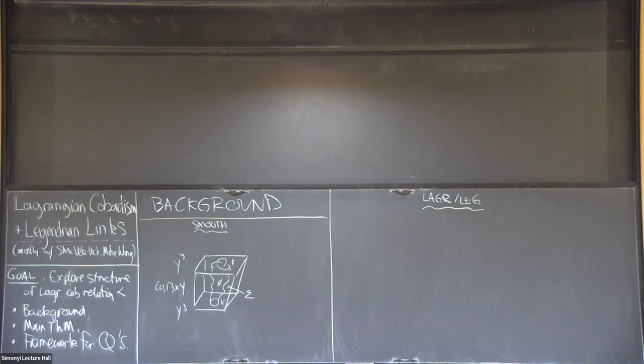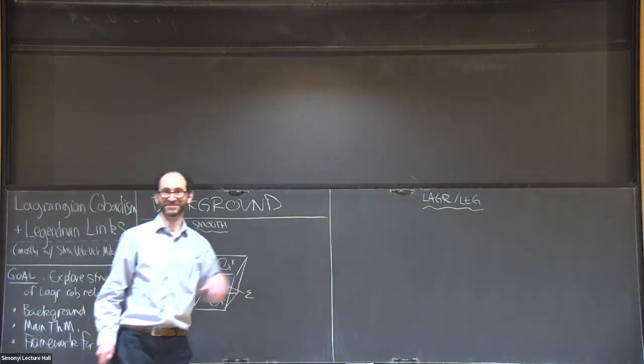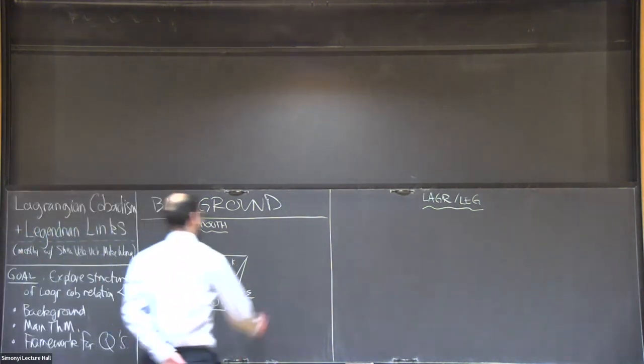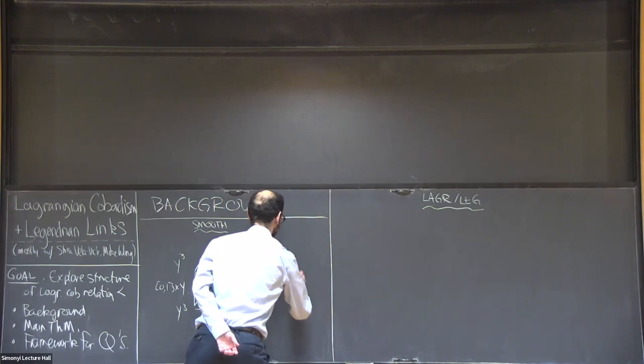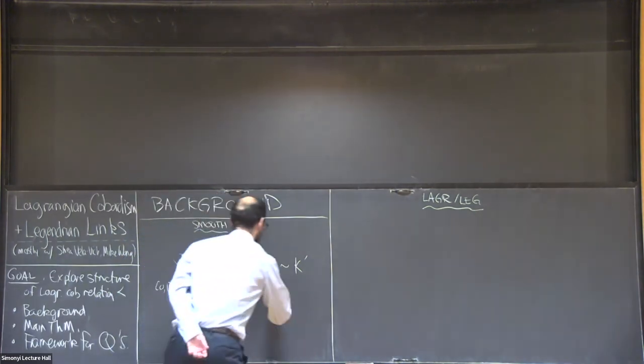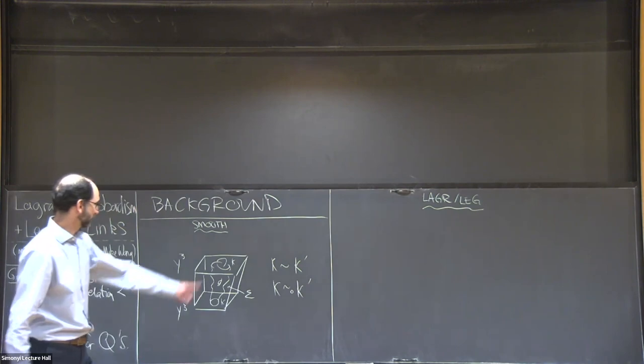This is not very interesting, is it? No, this is deliberately not. The issue is that this is not interesting smoothly, but it is interesting symplectically. But I'm going to try to make it boring. So the goal of this talk is to make it boring symplectically. So we could say here that K is cobordant to K prime, and we'd say that K is concordant to K prime if this is concordant.